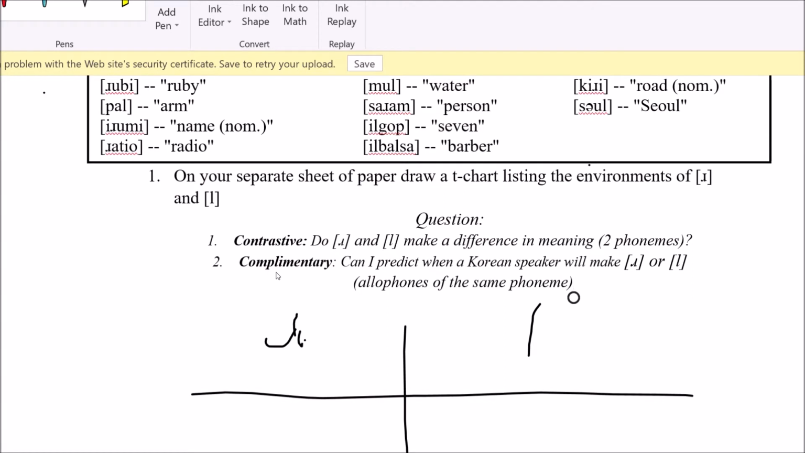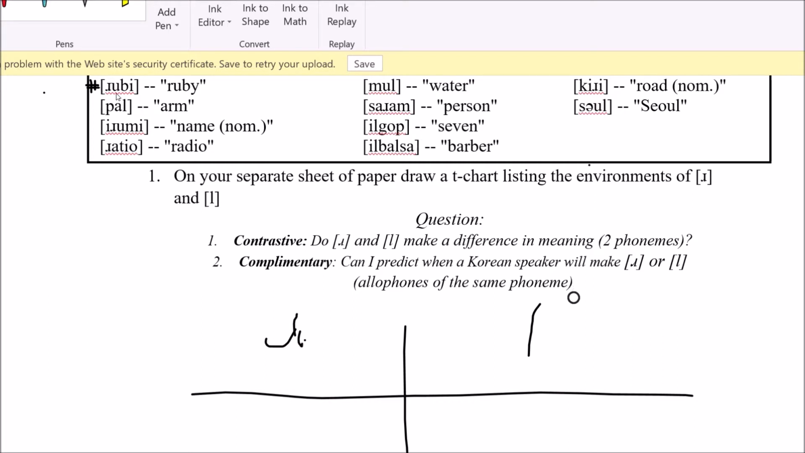So I recommend that you stick to one sound and you only look for one sound. That way you know that you never miss anything. So we're going to start with the first sound. Looking at the first word, we see ruby, the Korean word ruby. And we see the sound, and it exists at the beginning of the word. So that is a word boundary.